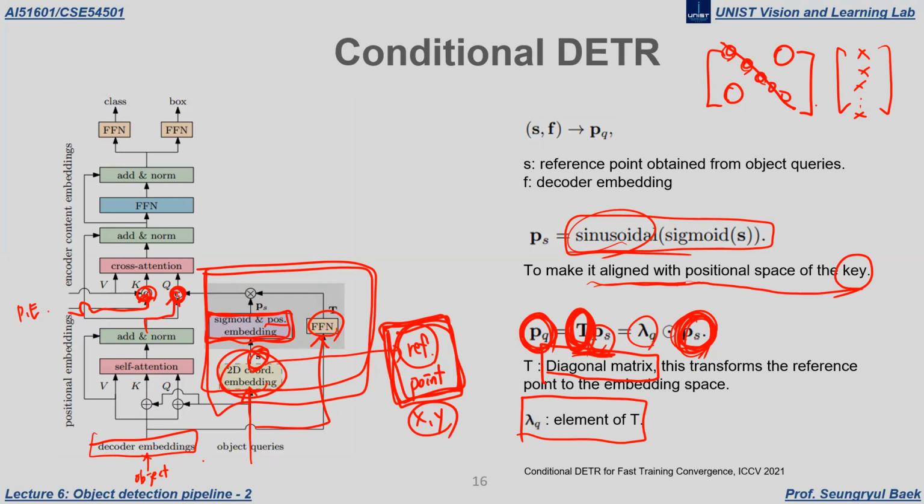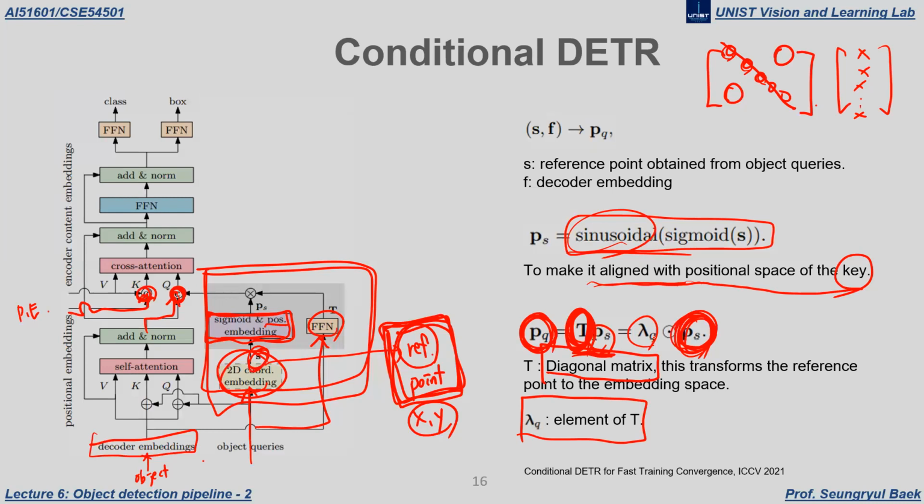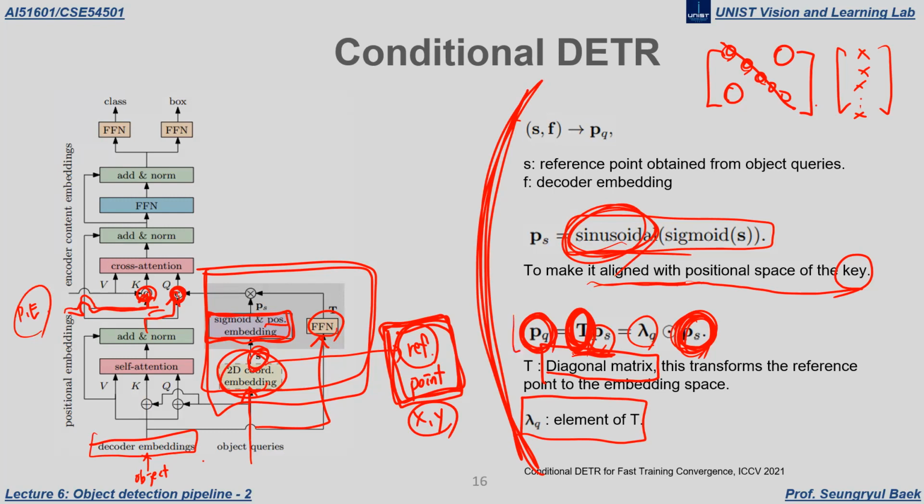So this is conditional DETR. Rather than adding these spatial and content queries, we concatenate them. We also apply this kind of thing to align with the positional encoding of the encoder, and we have further modules to adjust their scales.